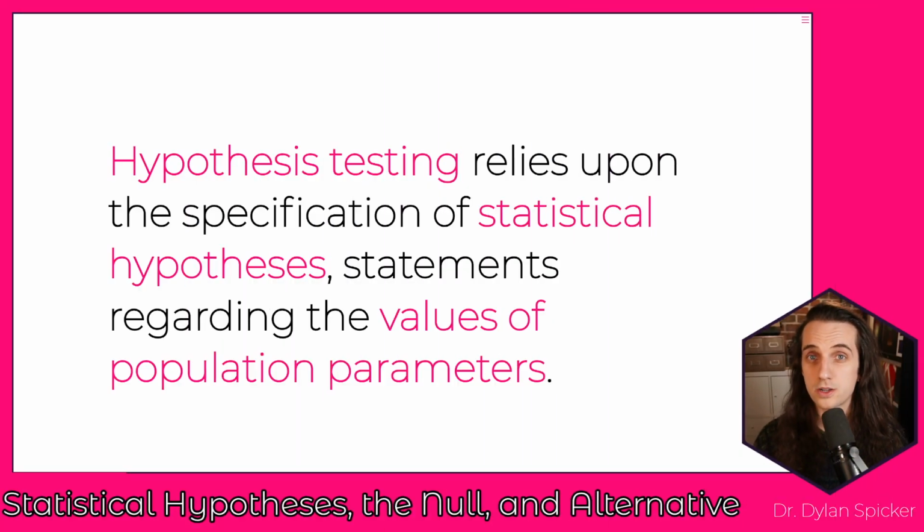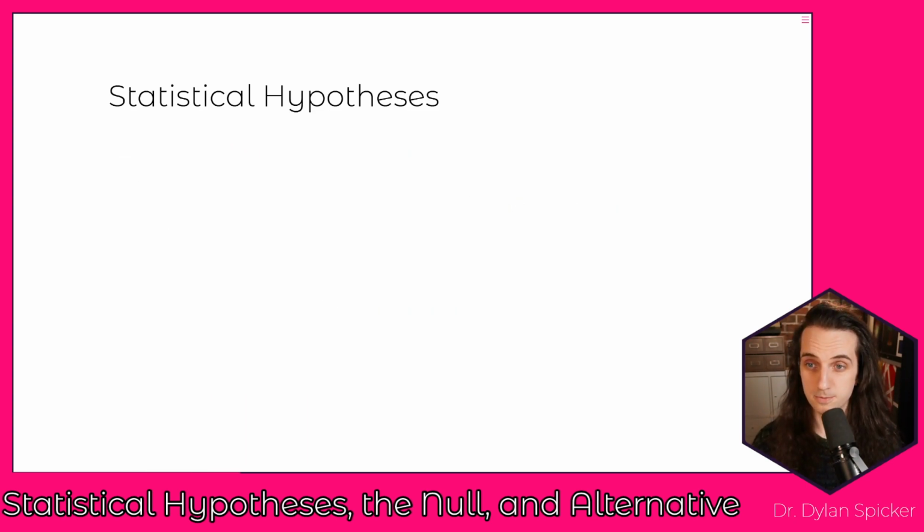In order to actually conduct hypothesis testing, we're going to rely on the specification of these statistical hypotheses, again, the null hypothesis and the alternative hypothesis. These are going to be statements regarding the values of population parameters. By specifying hypotheses that are valid for the questions we're interested in, when we draw conclusions from hypothesis tests, we're going to be able to actually make use of those conclusions in the way that we would like to.